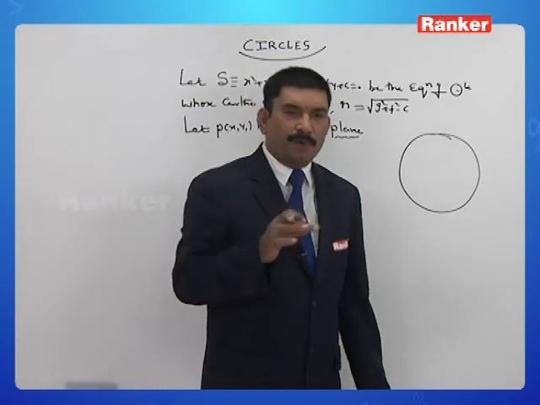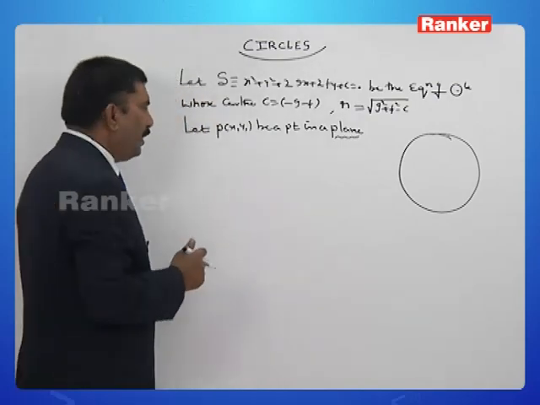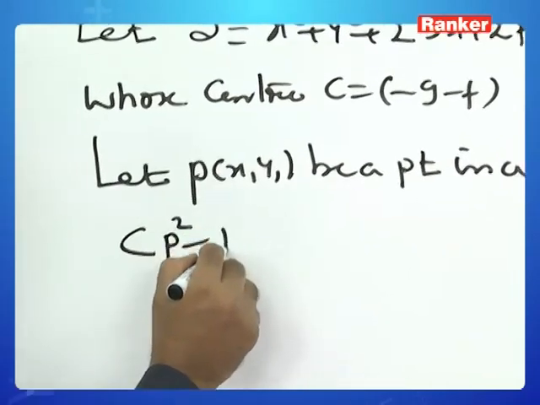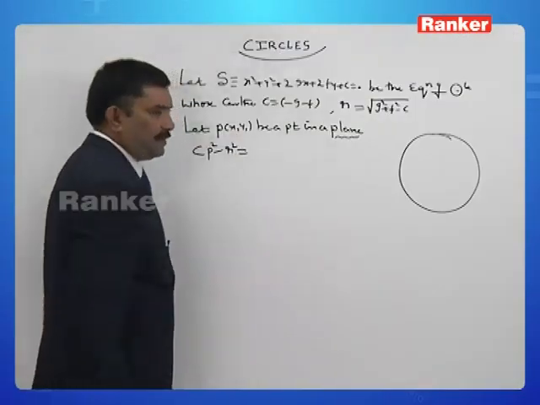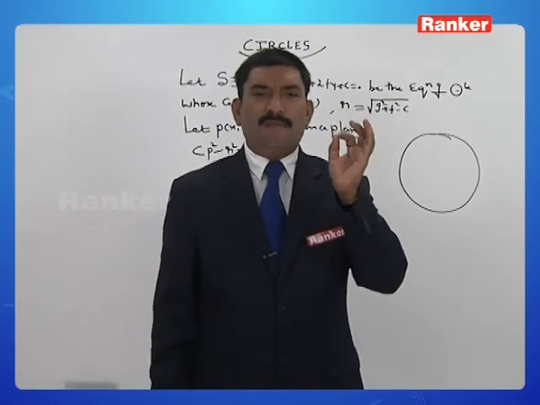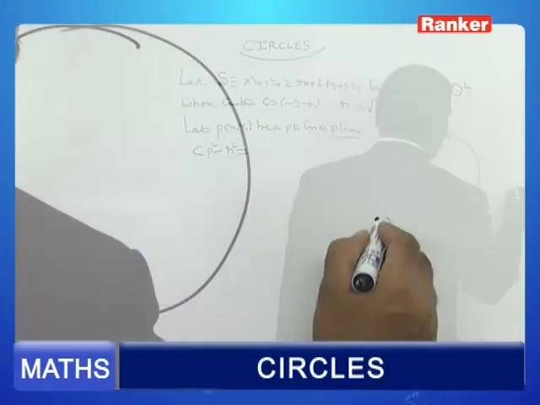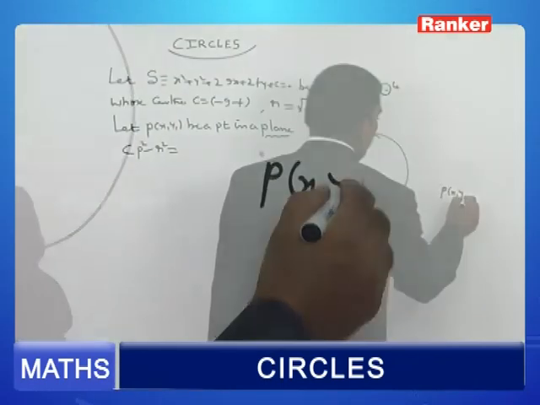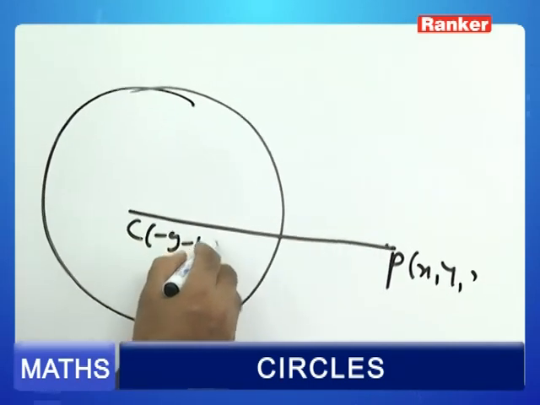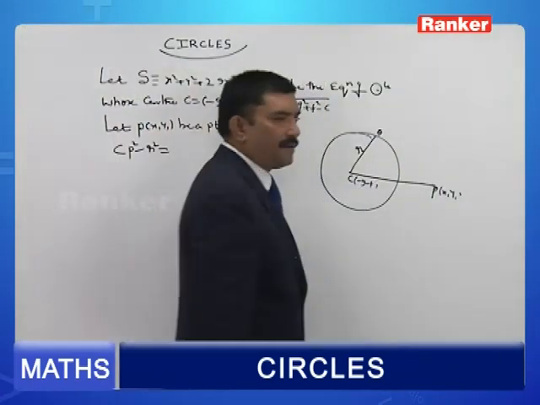Okay, now let P(x1, y1) be a point in a plane. Now I want to find CP square minus r square. What is CP square? CP is the distance between the center and the point I am going to select. Now look here, I am going to take a point P(x1, y1). This is the center (-g, -f). You take another point, which is aptly represented by the radius.